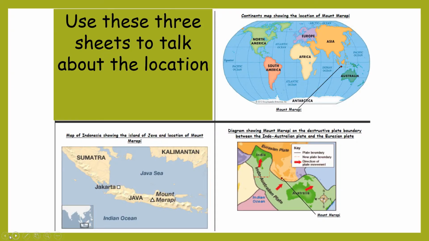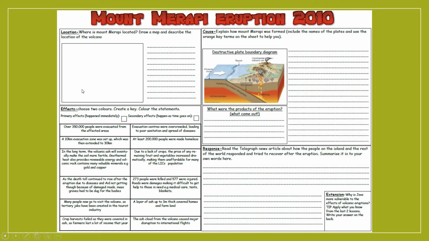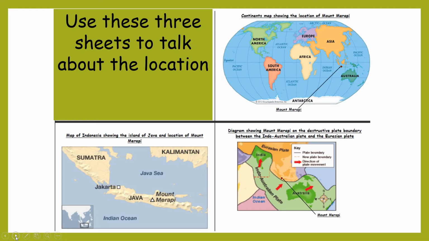What you're going to do for each of those sections, so there's 4 sections to this case study: location, cause, effects, and response. For each of those sections, you're going to use the sources that go with the lesson. Now, these are in a PDF document on the Moodle page. To talk about the location, use these 3 sheets. And what I want you to do is draw a sketch map to show the location of Mount Merapi on the Indonesian island of Java. So you would draw, as best you can, your own version of this map and label it up.